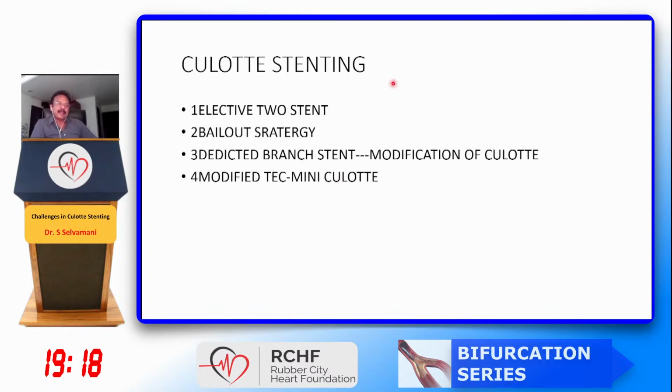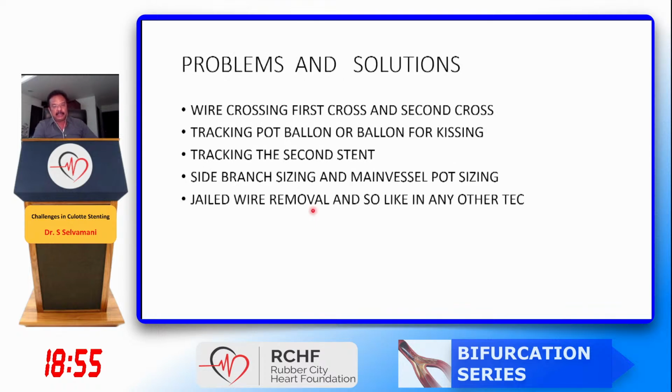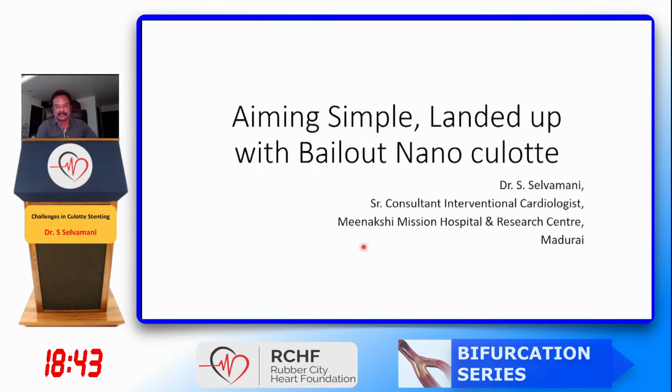So this culotte stenting, we can use it for elective 2 stents or as a bailout strategy, as we have all been talking. There are modifications of culotte, like a dedicated bifurcation branch stent, and many techniques like mini culotte and nano culotte. The problems have clearly been told by KU Natarajan sir, which I will not go into in detail, and we will look into some solutions when we see the cases.